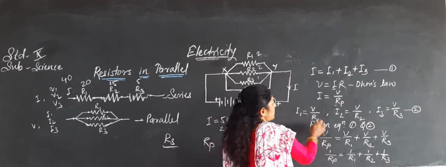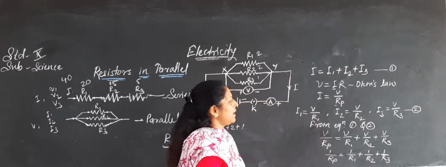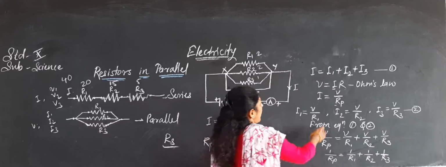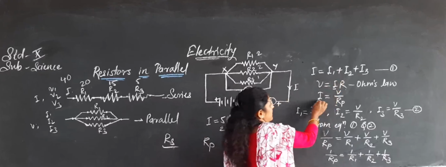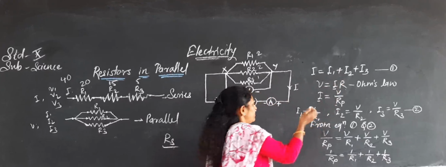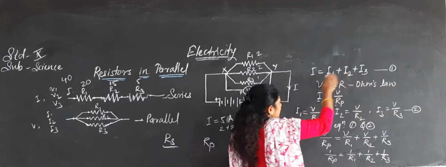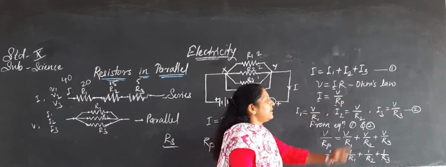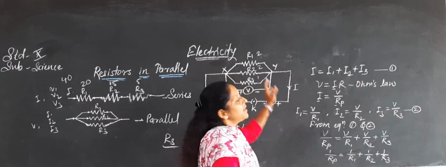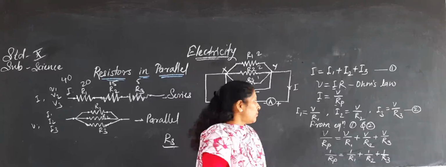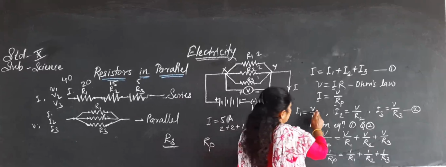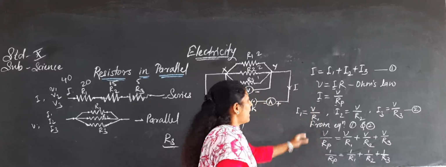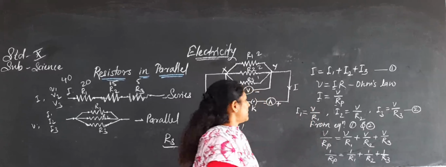So I1 is equal to V divided by R1, I2 is equal to V divided by R2, and I3 is equal to V divided by R3. I1, I2 and I3 are the different currents flowing through each resistor, and V is the common potential difference here, it is not changing, it is the same. The potential difference does not divide, so V stays as it is.